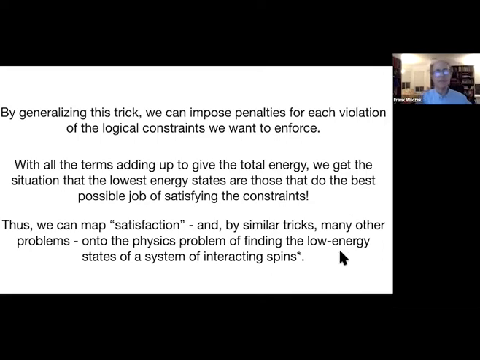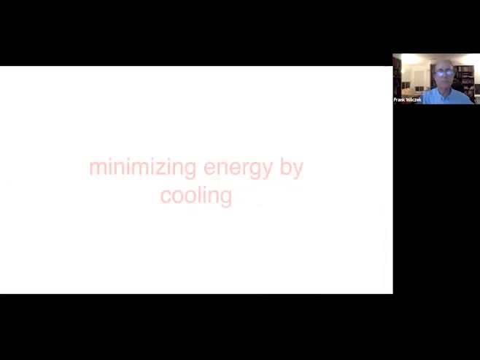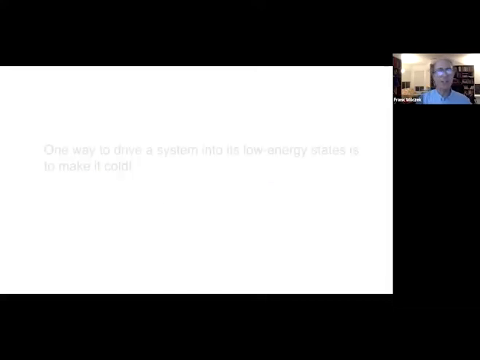So this is a very, very powerful trick, and allows us to map these logical satisfaction problems, and by similar tricks, many, many other problems, onto the physics problem of finding the low energy states of an interacting set of spins or some other thing that represents two values, true and false. How do we minimize? So that's the physics problem. How do we solve it?